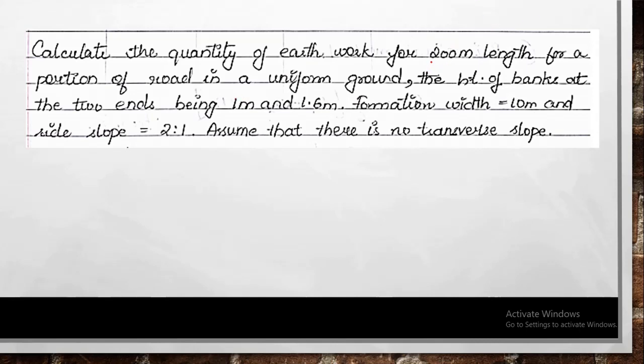First data is 200-meter length. Second, the height of the banks at two ends being 1 meter and 1.6 meter. Formation width is 10 meter, side slope 2:1. Actually, you need to understand the question well. So, in the previous slides, I had shown you a picture similar to this, right? I hope you remember.